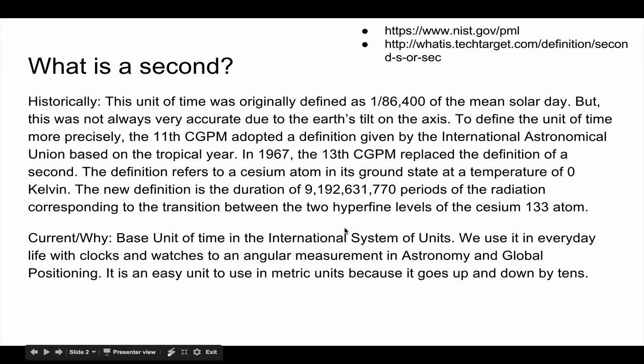Keep in mind that all of these definitions have a historical side to them, and then the new development is always based off of something that is consistent and will never change as far as we know. And that's the idea: to find some sort of way to base our time, our distance, our lengths, all off of things that would never be changing for us, okay?